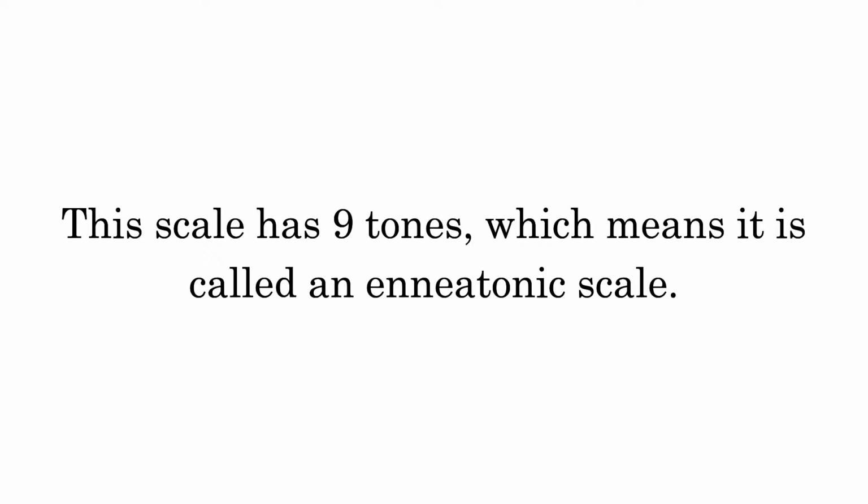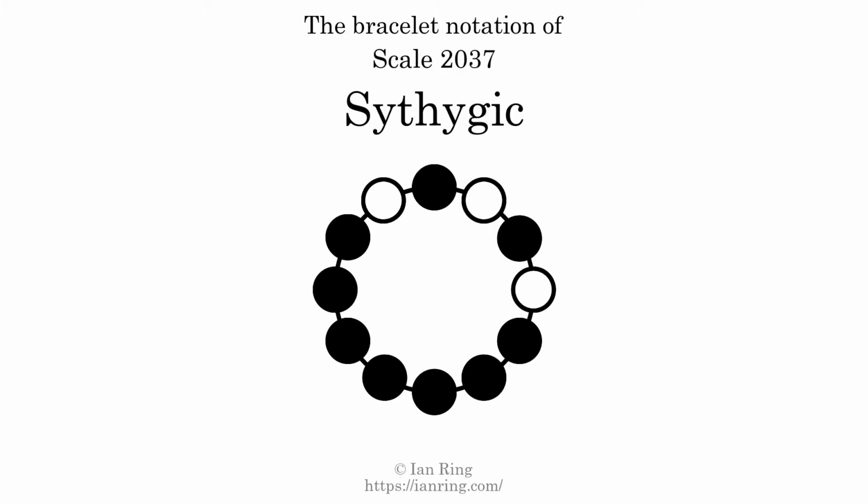This scale has 9 tones, which means it is called an enneatonic scale. This is a bracelet notation diagram of scale 2037. The shaded circles represent tones that appear in the scale, and they are read clockwise, starting at the top.